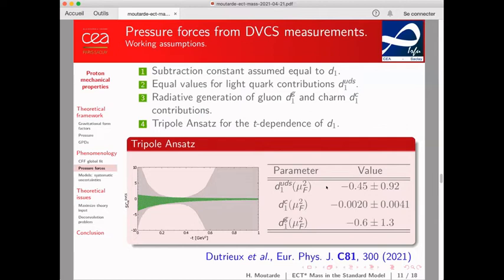Nevertheless, doing so, we can obtain fits. And you see, the subtraction constant was compatible with 0 within large error bars, and we get a value of D1 compatible with 0 within large error bars, which is expected.